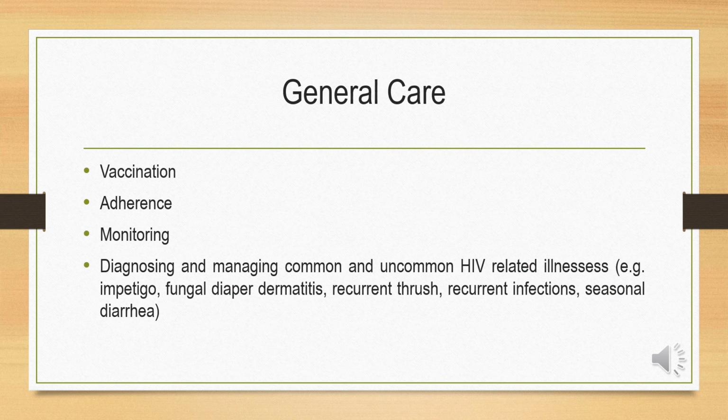General care of a child living with HIV includes vaccination, monitoring of adherence to the ARVs, diagnosis and management of common and uncommon HIV-related illnesses, which include impetigo, fungal dermatitis, recurrent thrush, recurrent infections, seasonal diarrhea, etc. And the workup should be sent if indicated and wherever possible. The child should be encouraged to join school, and socialization of children should be encouraged.